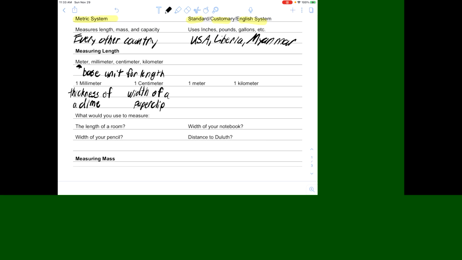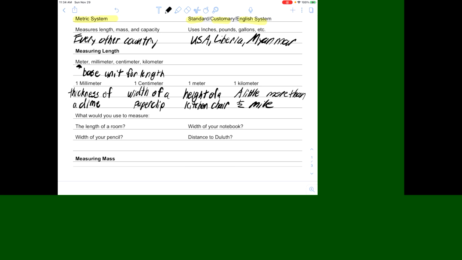1 meter is about the height of a tall kitchen chair. And then 1 kilometer is a little more than half a mile. And these are our benchmarks. So basically, these are kind of rules to help you think about how big each one of these things are.